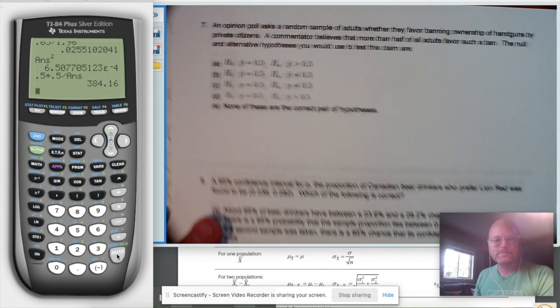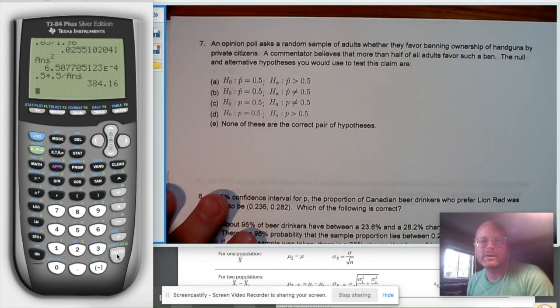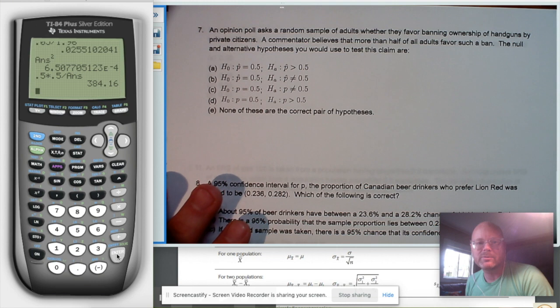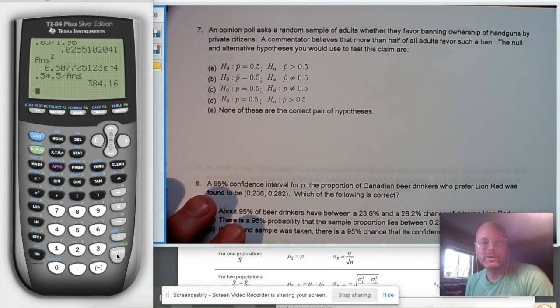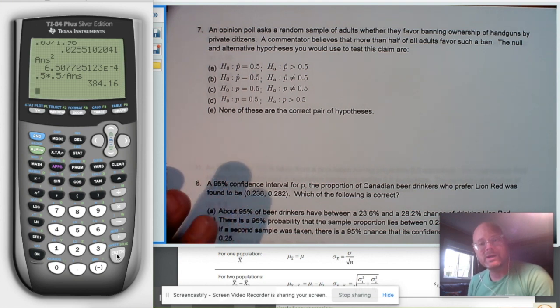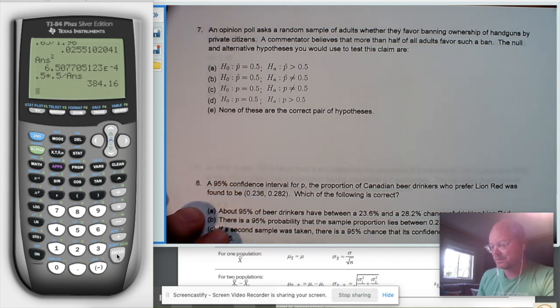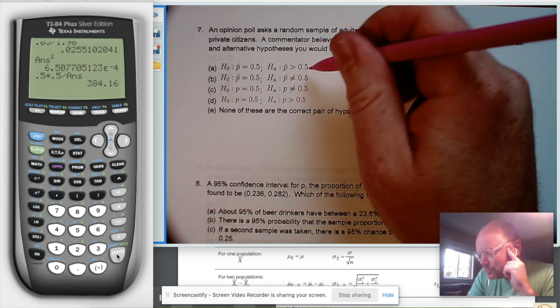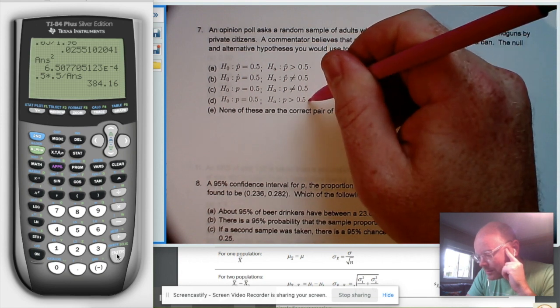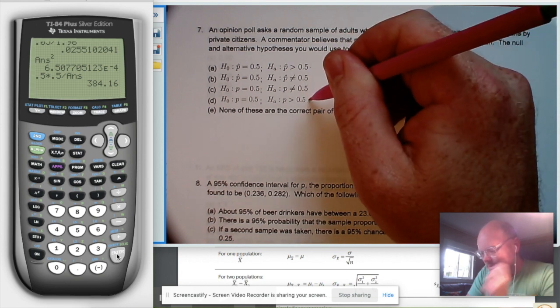All right, number 7. An opinion poll asks a random sample of adults whether they favor banning ownership of guns. A commentator believes that it's more than half of all adults. The null and alternative hypotheses would... Okay, so either it is 50%, it either is half, or this commentator believes that it's more than half. So the alternative hypothesis is going to be involving greater than. Is it equal to 0.5 or greater than 0.5? The problem is there's two that apparently might be correct. Is it A or is it D?